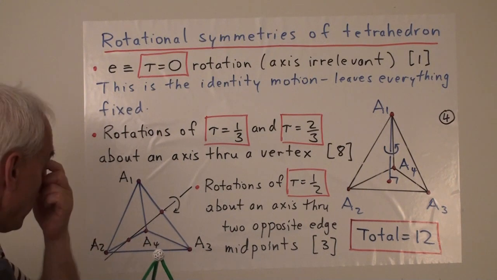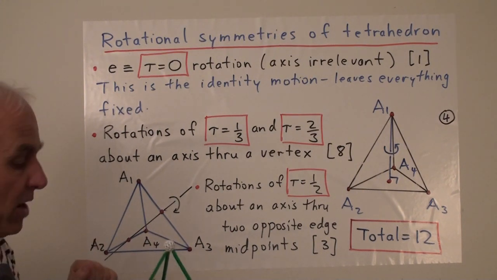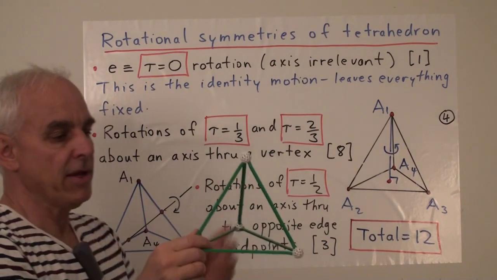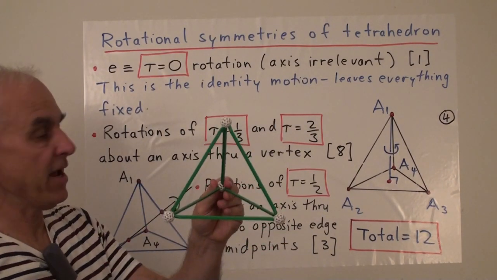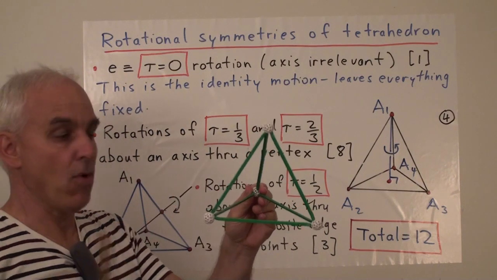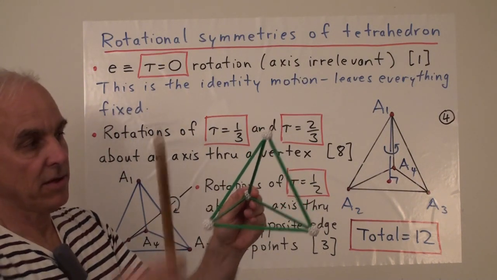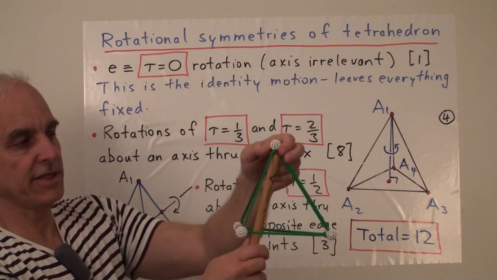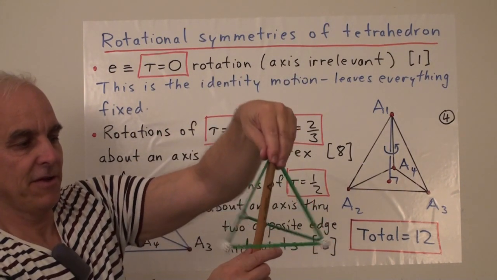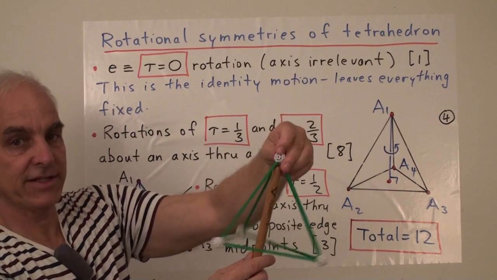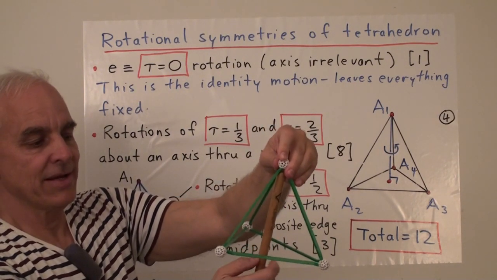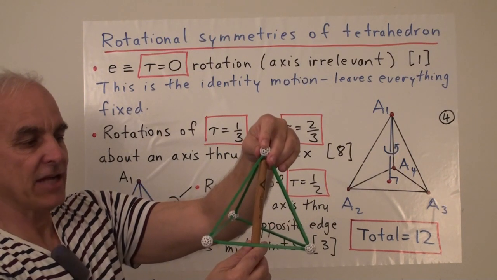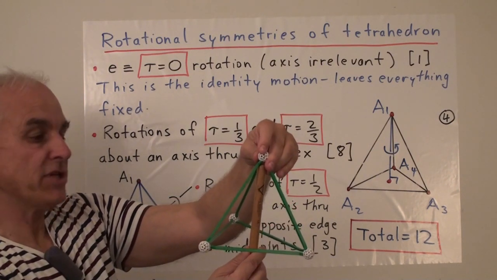All right, now let's have a look at rotations about a particular kind of axis. So for example, we could take an axis through the point A1 up here, well, let me put it down here, just like this. So there's the axis. Okay, so it goes through the vertex up here and also through the center of the opposite face.